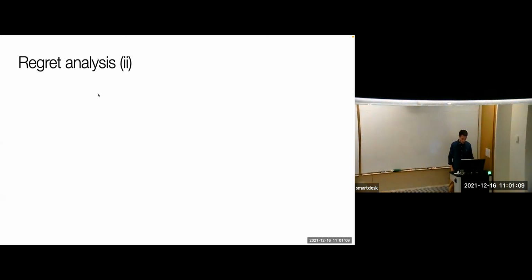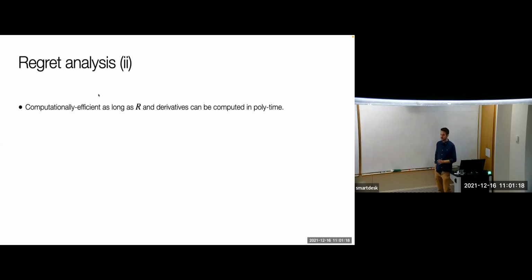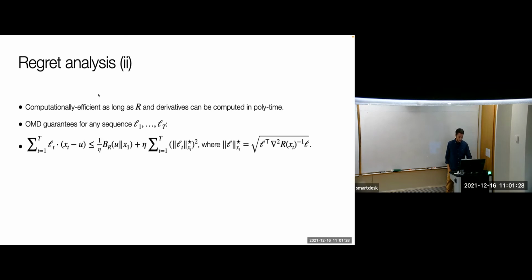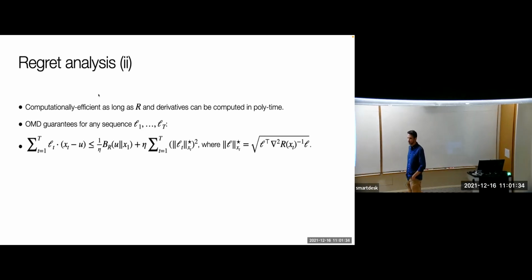Okay. So why do I get root T regret? First of all, let us note that the algorithm is efficient as long as I can compute R efficiently, both the gradients and the Hessian of R. So with online mirror descent, I get this guarantee on the regret.